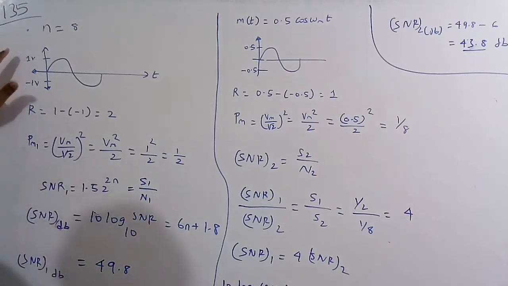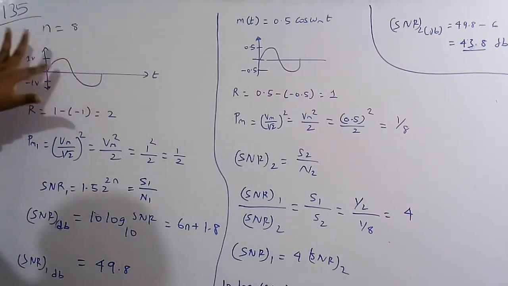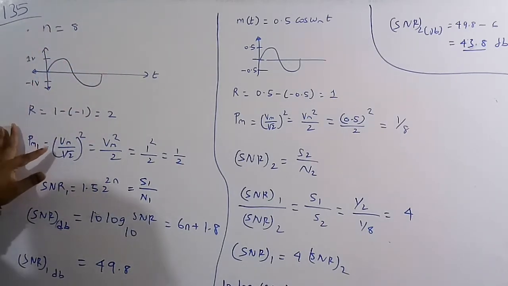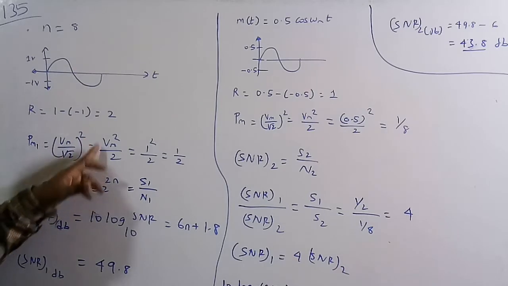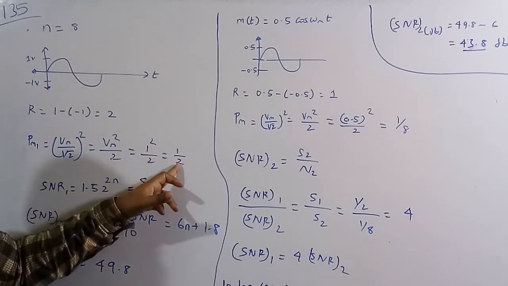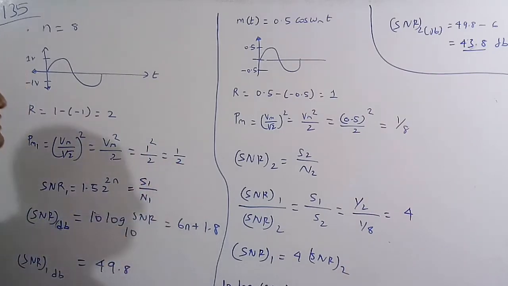And I want to know what is the power in this message signal. Because it is a periodic signal, it is RMS whole square. The RMS is Vm by root 2 whole square, which is Vm square by 2. The peak value is 1 volt. So 1 square by 2, which is 1 by 2. This is the power present here. We can also say it as the signal power.